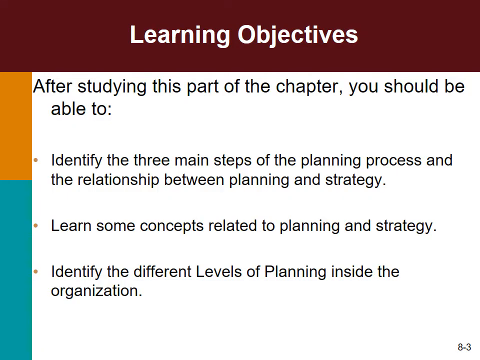After learning this chapter, you should be able to identify the three main steps of the planning process and the relationship between planning and strategy. Also, you will be able to learn some concepts related to planning and strategy, and you will identify the different levels of planning inside the organization. We will take this chapter in two parts. We'll divide this chapter into two parts, and in this lecture we will discuss only these three topics. Inshallah, next lecture we will continue with the chapter. Okay, let's start.